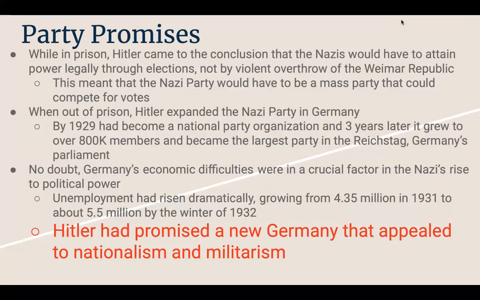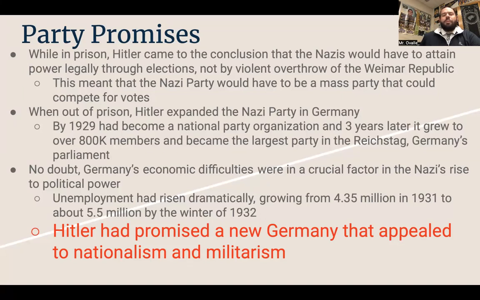When out of prison, Hitler expanded the Nazi Party in Germany. By 1929, the party had become a national organization, and 3 years later, it grew to over 800,000 members. It became the largest party in the Reichstag, Germany's parliament. No doubt, Germany's economic difficulties were a crucial factor in the Nazis' rise to political power. Unemployment had risen dramatically, growing from 4.35 million in 1931 to 5.5 million in the winter of 1932. So in less than a year, a million more people unemployed. So Hitler had promised a new Germany, and that appealed to nationalism and militarism, and everyone liked it.